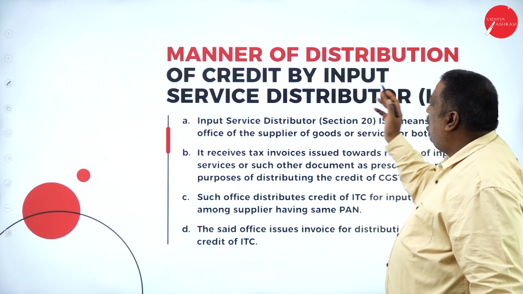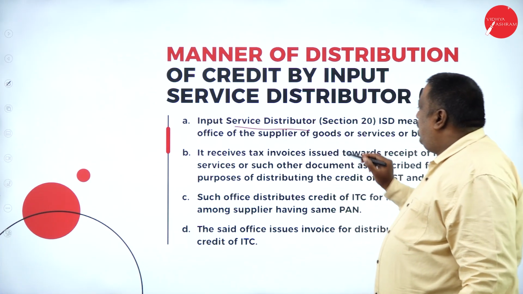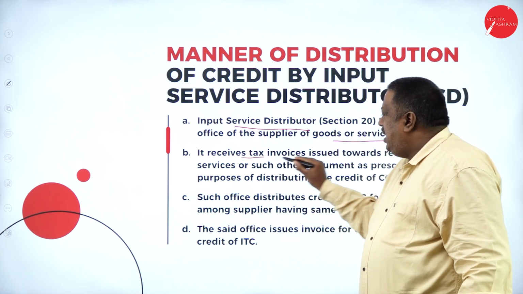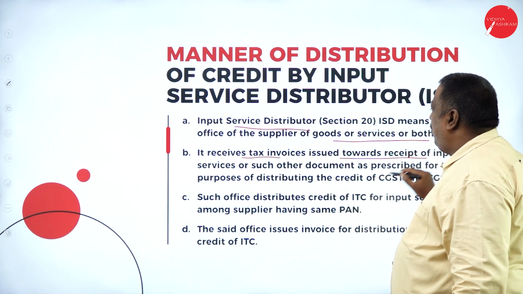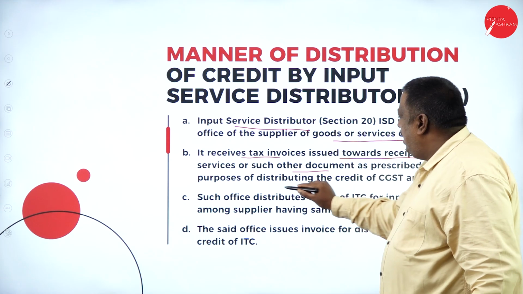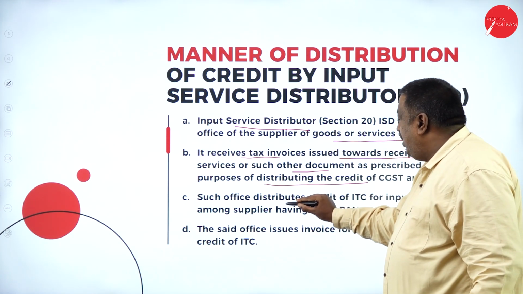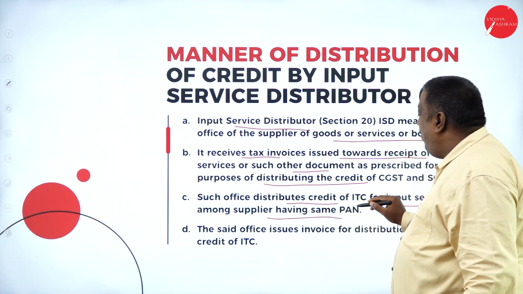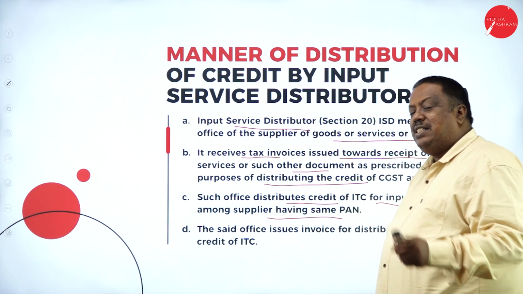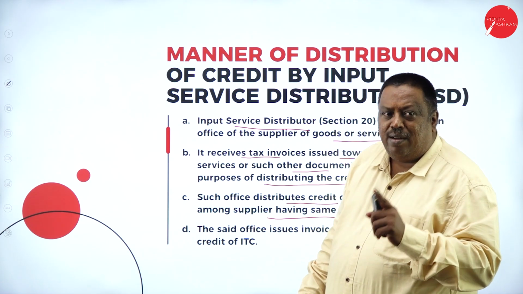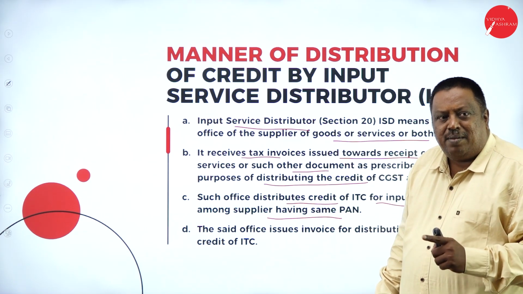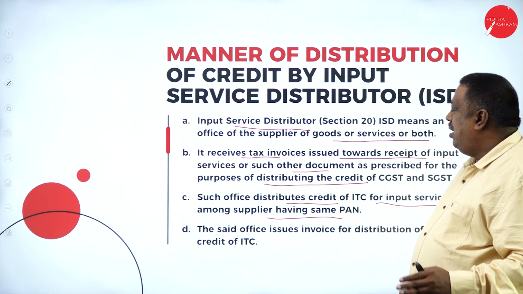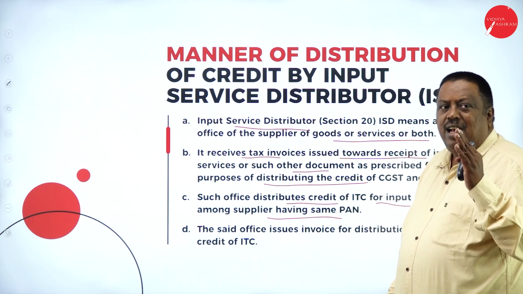Manner of distribution of credit by the input service distributor. As already said, it receives the tax invoice issued towards receipt of input services, and based on that, it is going to distribute the credit. Such an office distributes the credit of ITC on input services among suppliers having the same PAN number. If they have the same PAN, permanent account number, issued by the tax department for the purpose of tax process, then they can claim the ITC.